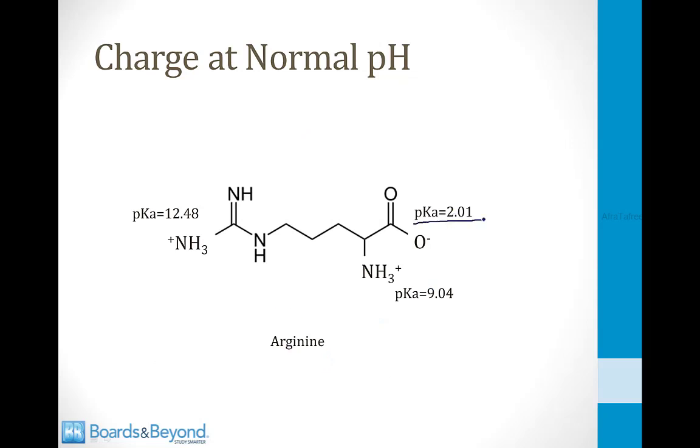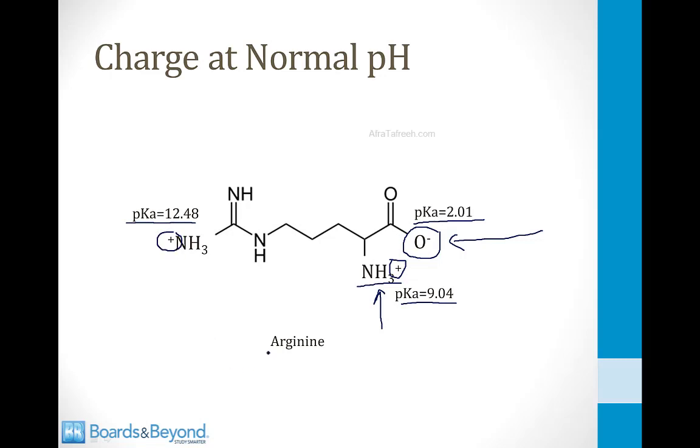The carboxylic acid group has a low pKa of 2.01, so at plasma pH you are most likely to find this unprotonated with a negatively charged oxygen. The amine group attached to the alpha carbon has a pKa of 9.04, so at plasma pH this is most likely to be protonated with a positive charge, and the positive charge from this amine group will cancel out the negative charge from the carboxylic acid group. However, the side chain also has an amine group with a very high pKa of 12.48. At plasma pH, you are most likely to find this protonated, which means it will have a positive charge.